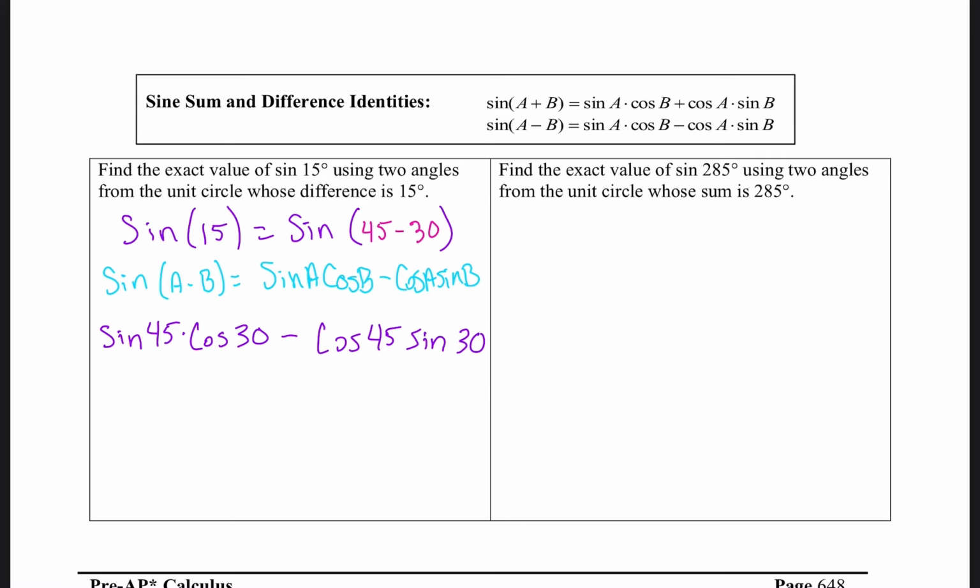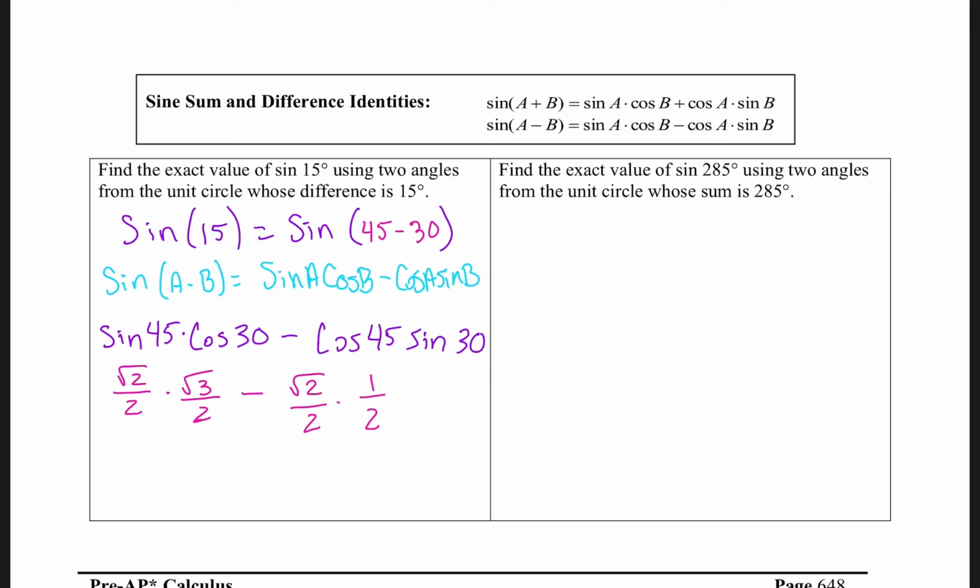And so those are on the unit circle, so we could solve that from our unit circle, and we are going to do that. So we know that the sine of 45 is square root of 2 over 2. And my cosine of 30 is going to be square root of 3 over 2. Bring our minus in. And again, cosine of 45, and we know that anytime we do 45, we got square root of 2 over 2. And our sine of 30 is going to be 1/2.